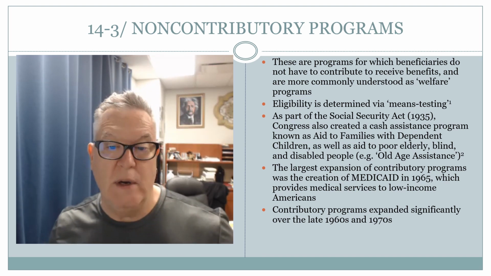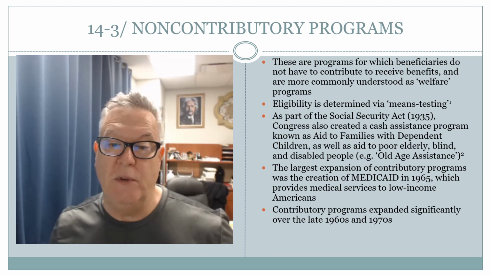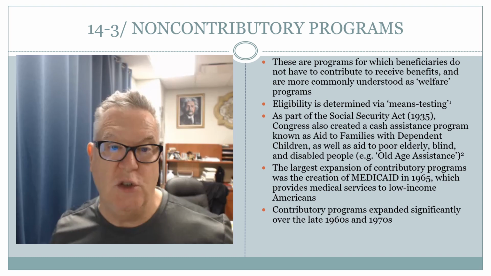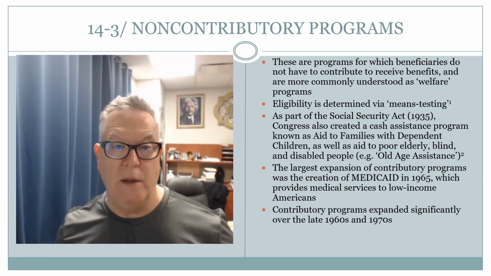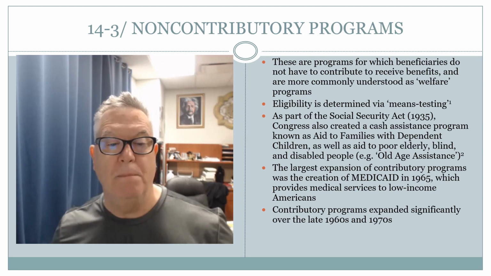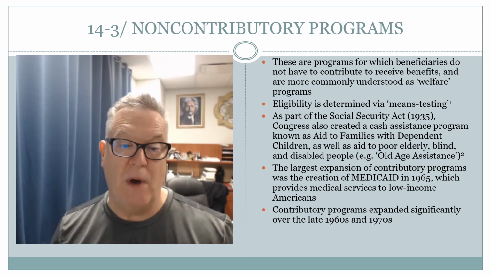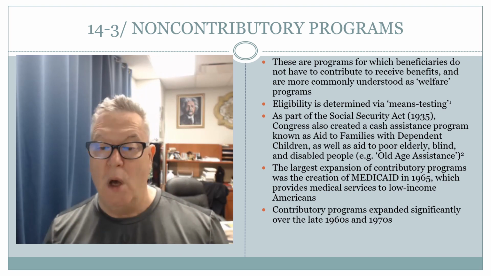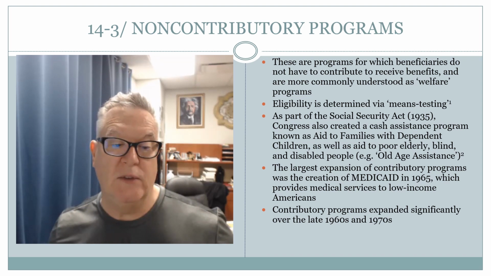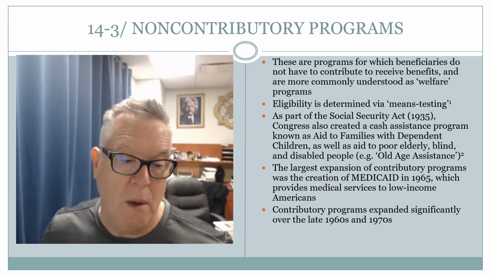As part of the Social Security Act of 1935, Congress also created a cash assistance program known as Aid to Families with Dependent Children, as well as aid to the elderly, blind, and disabled people, what was known as Old Age Assistance. Those programs were later consolidated during the Eisenhower administration into what is known as Supplemental Security Income. The largest expansion of non-contributory programs was the creation of Medicaid in 1965, which provides medical services to low-income Americans. These programs expanded significantly over the course of the 1960s and 70s. In the 1960s, they were part of Lyndon Johnson's War on Poverty programs.